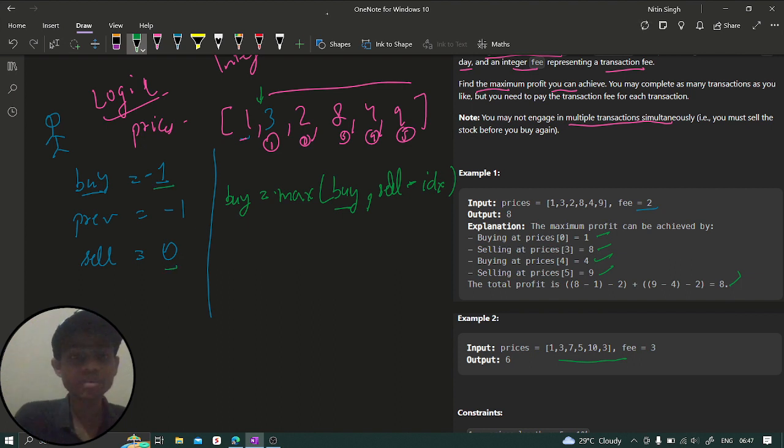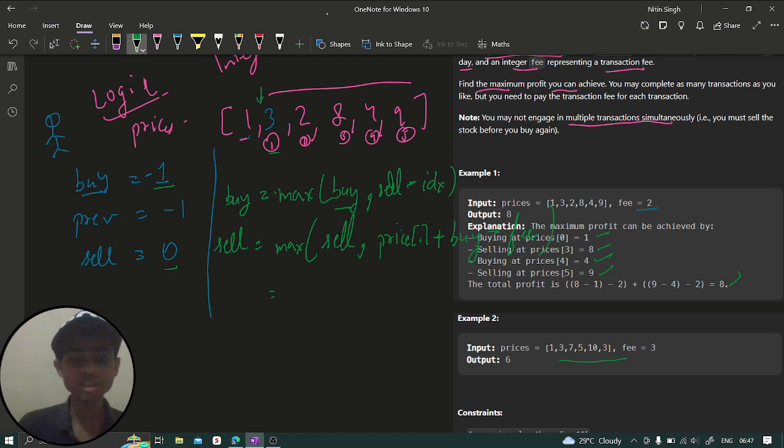Now let's see whether we could sell it over here or not. For sell, we are going to take the maximum of sell, and we have to add the price of i to the previous buy. We don't need to subtract it, we are going to add it, because we are already accounting for how much we are in loss. Then we subtract the transaction fee, so we say fees.